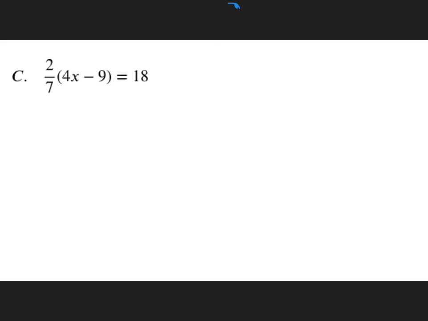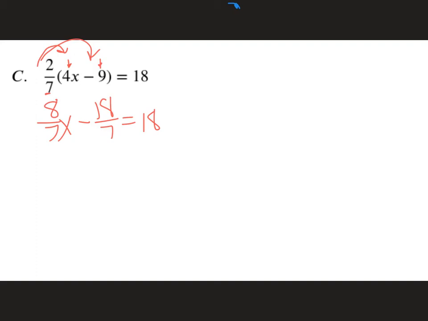So with this problem, you can see that 2/7, our denominator of 7, 4x and negative 9 are not factors of 7, are not multiples of 7. So if we were to distribute 2/7 into the parentheses, we would end up with more fractions, more rationals. I'll demonstrate that for you here. This one would be 8/7 x minus 18/7 equals 18.